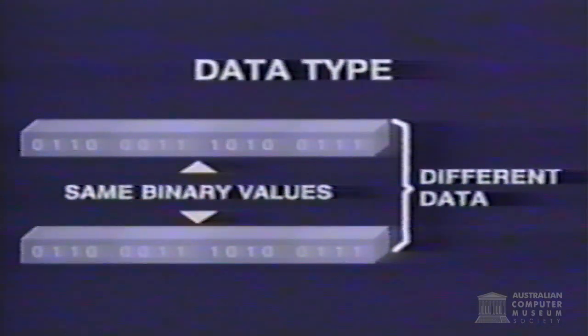A data type indicates how the binary contents of an information unit are to be interpreted when the CPU executes an instruction. For example, these 2 words contain the same binary values. However, the data they represent can be entirely different, depending upon the data type in use.